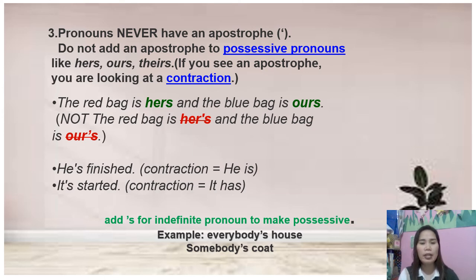So like for example, everybody's house. So everybody apostrophe s house. So it shows possession. Somebody's coat rather. So somebody apostrophe s coat. So again, you have to add apostrophe s for indefinite pronouns to make them possessive. All right. So next we have rule number 4.